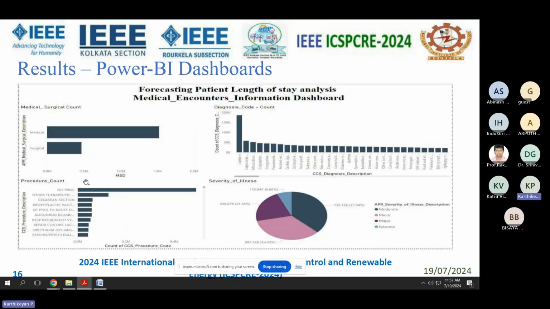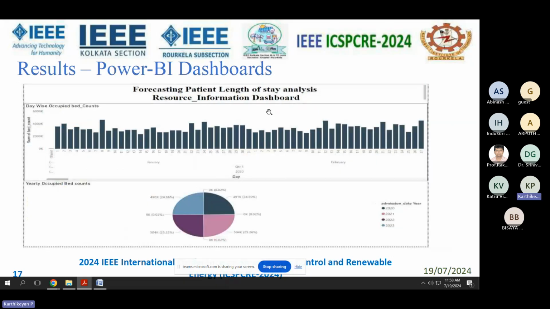For a particular diagnosis, what procedures have been performed by the doctor? These are the procedures and the severity of illness, and with that we identify how severe the patient is in a particular disease.